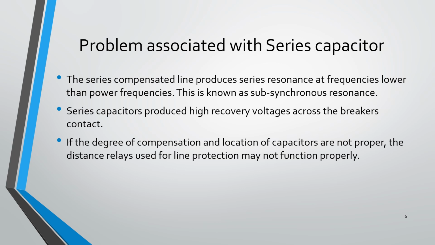So the problem of subsynchronous resonance with a series compensated line is overcome by many kinds of things. We can talk about the other problems. The other problem is that a series capacitor produces a high recovery voltage across the breaker contacts. And the other one is, if the degree of compensation and location of the capacitor are not proper, the distance relay used for line protection may not function properly.